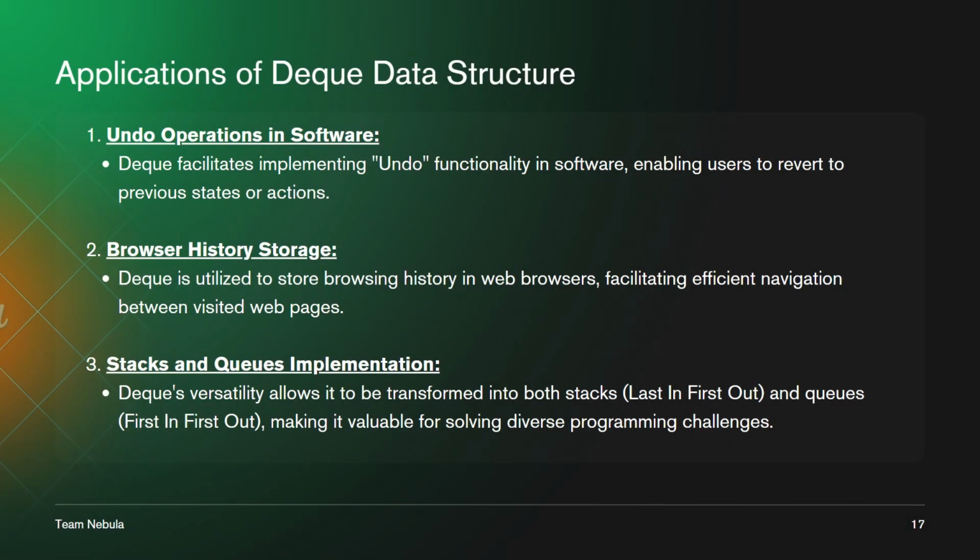Let's now explore some of the practical applications of the dequeue data structure. Undo operations on software. Have you ever made a mistake while typing or editing a document and wished you could simply undo the changes? Well, a dequeue can be used to implement the undo functionality in software applications. It allows you to keep track of previous states or actions. So, if you make a mistake, you can easily go back to a previous version.